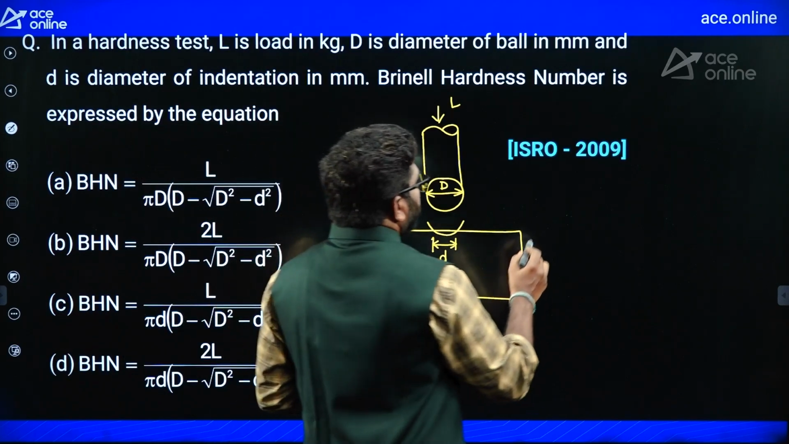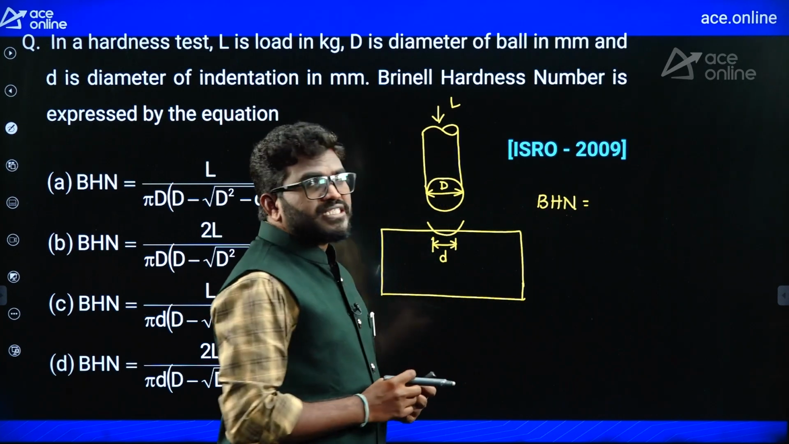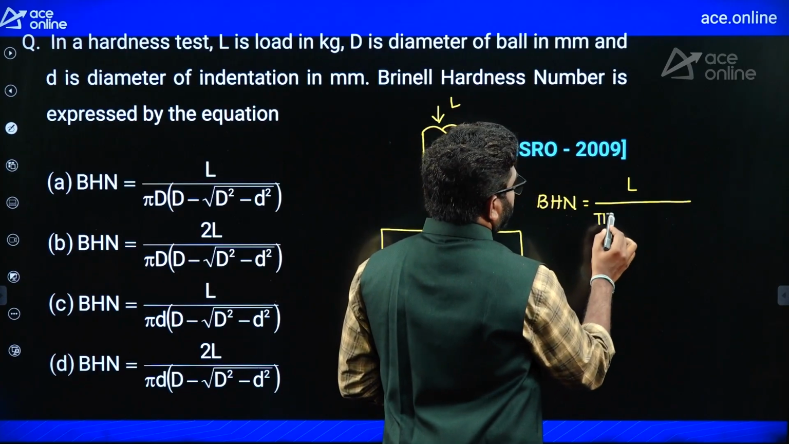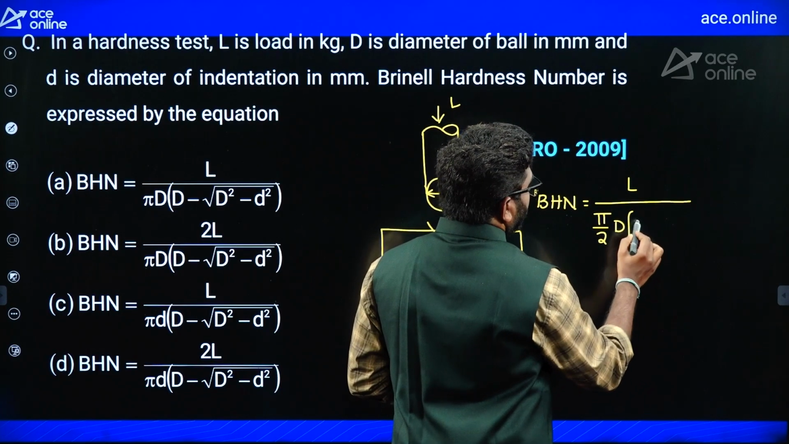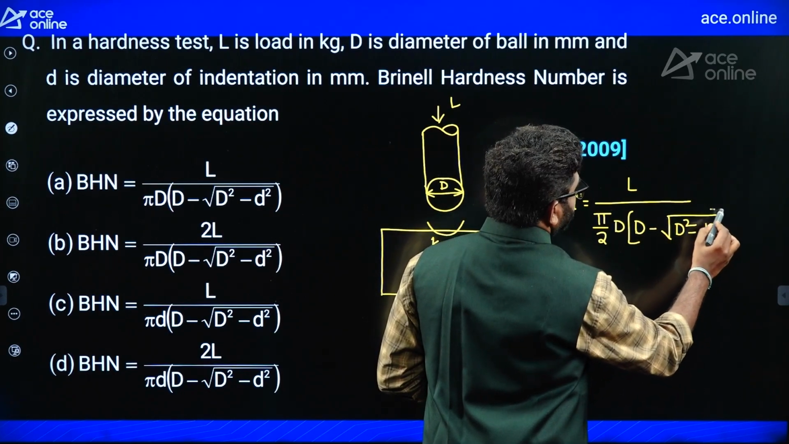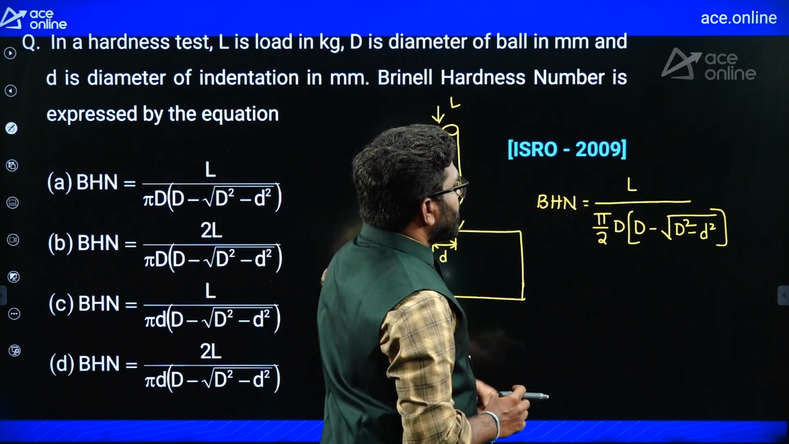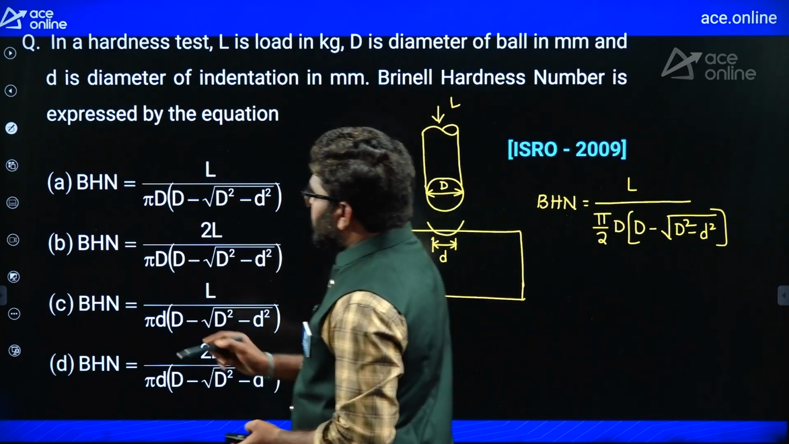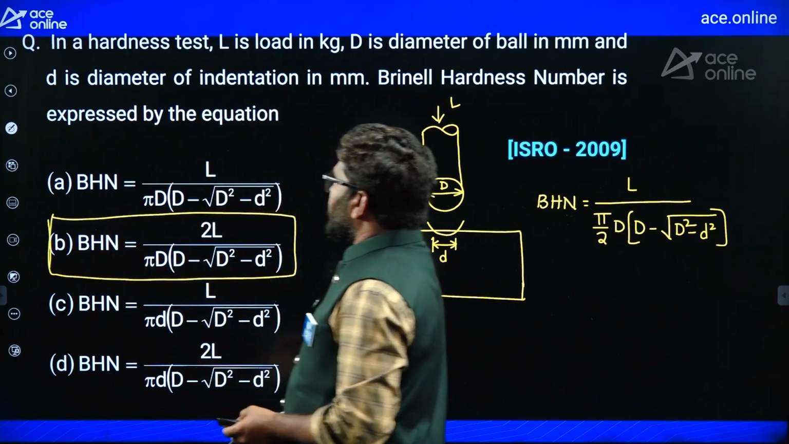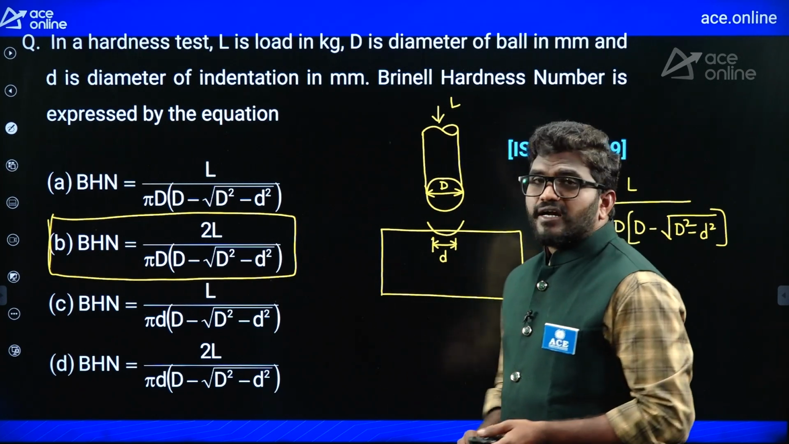Now from this, Brinell hardness number is equal to L, the force applied, divided by pi by 2 into D times (D minus under root of D squared minus d squared). So, if you bring this into the numerator, it will become 2L. So that is the Brinell hardness number, this is the answer. Okay? This is the one. B is the correct one.